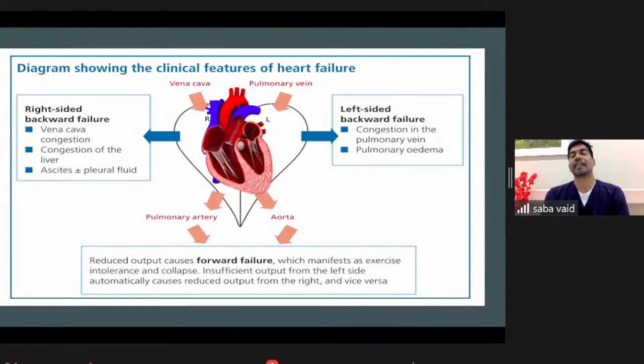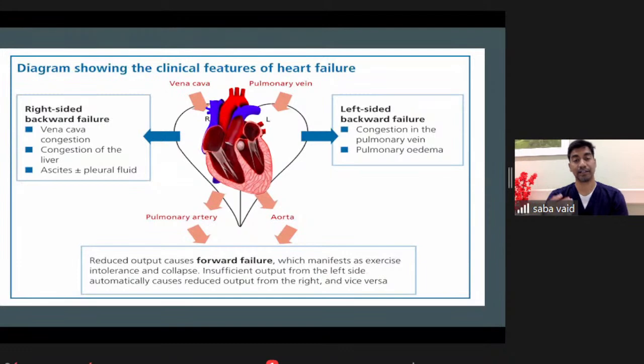So this is just an illustration of what I have just explained before. Technically, you can call heart failure a right heart failure or a left heart failure. Now, each of the right heart or the left heart can have a forward failure or a backward failure. If a right heart has a backward failure, it means the vena cava, the superior vena cava and the inferior vena cava, which drain blood into the right atrium and right ventricle, does not drain effectively.